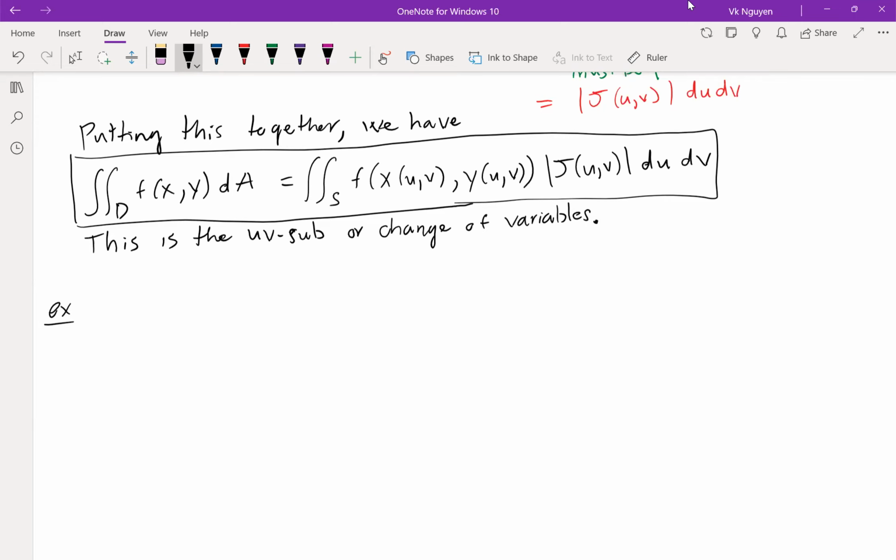A simple example. Well, we know that if x equal r cosine theta, y equal r sine theta, show that the Jacobian is r.